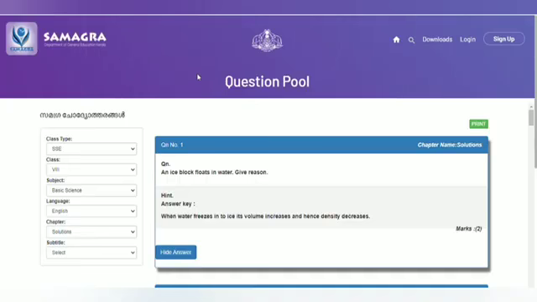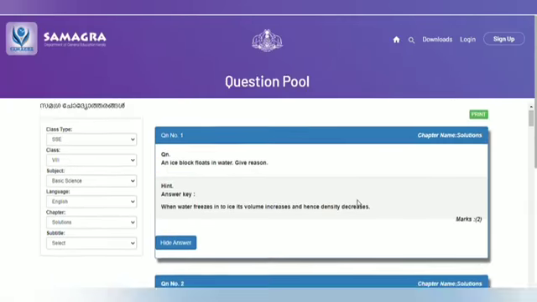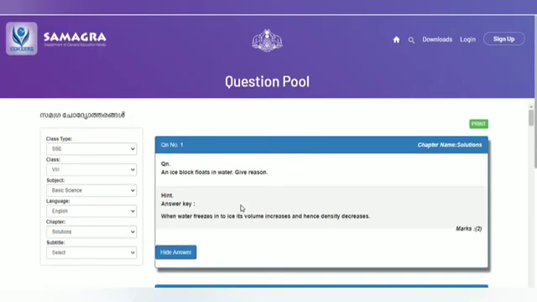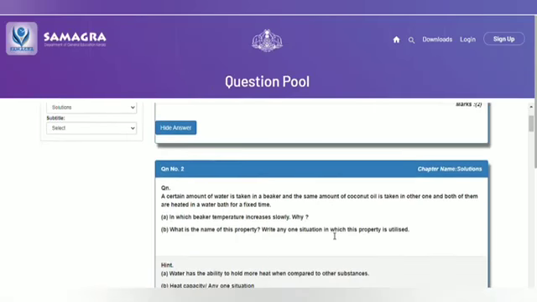The next chapter is solutions. First question, ice floats in water. Give reason. That is, when water freezes into ice, its volume increases, hence density decreases.